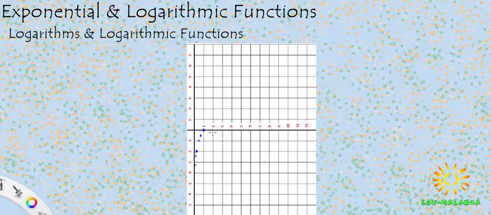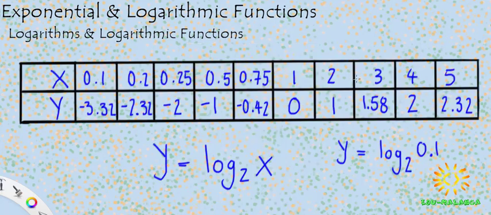When x is 2, y is equal to 1, and when x is 3, y is equal to 1.58, so somewhere slightly larger than halfway over there. When x is 4, y is equal to 2, and when x is 5, y is equal to 2.32. Let's draw that.